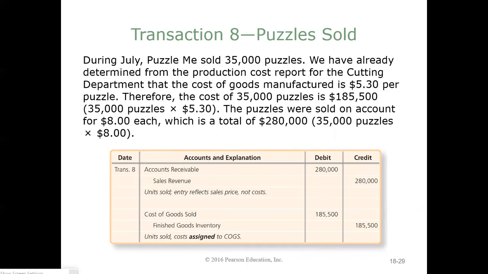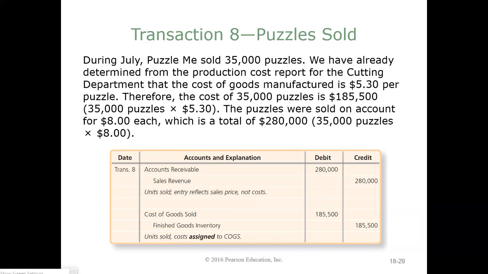So just like any sale, there's always going to be two entries, right? There's going to be the retail entry, what we sold it for, which is always going to be accounts receivable or cash, depending on how we sold them. This said on account, so accounts receivable, and then sales revenue. That's the $8 times 35,000. So they sold them for $280,000.